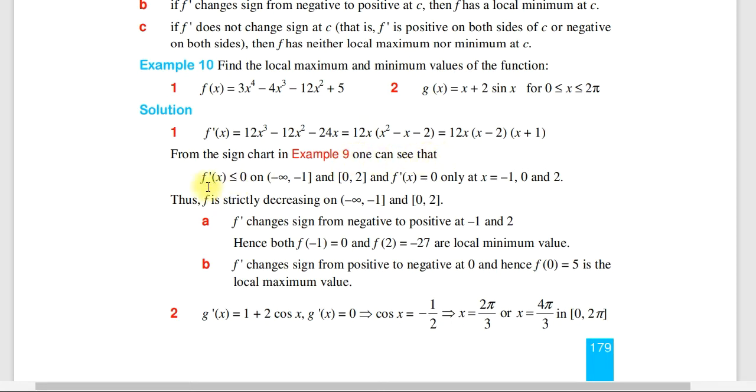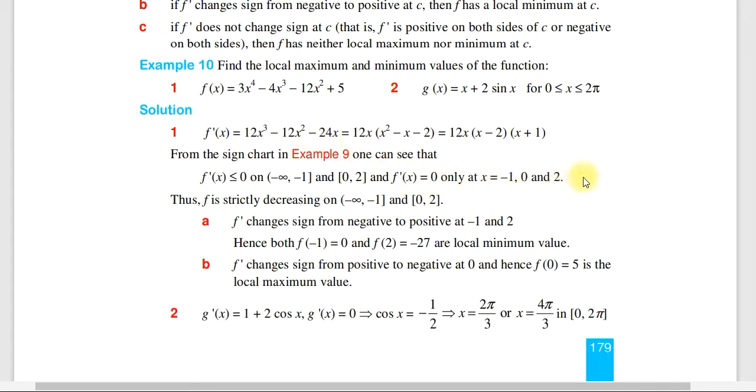So from the sign chart in example 9, one can see that f prime of x is less than or equal to 0 on the intervals (minus infinity, minus 1) and (0, 2). አሁን ሳይን ቻርት ሰርተን እንጨርሰው, ኤግዛምፕል ዘጠኝን ተመልሳችሁ ማየት ትችላላችሁ, ኤግዛምፕል ዘጠኝ ላይ የሰራነው ሳይን ቻርት ማለት ነው. በዚህ መሰረት negative, I mean less than 0 የሚሆነው f prime ከ negative infinity up to minus 1 እና ከ 0 እስከ 2. Okay, and f prime of x which is equal to 0 የሚሆነው ደግሞ only at x equal to minus 1, 0 እና 2 ላይ ነው ማለት.